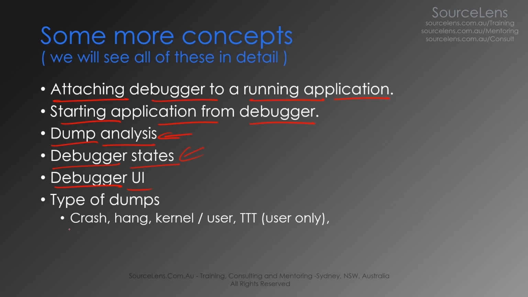Now, types of different dumps: hang dump, crash dump, kernel, user, time travelers dump. Crash dump, everything is a crash dump at the end of the day. But normally when we say crash dump, we will have a valid second chance exception. I'll explain what is a second chance exception. A crash dump will have a crashing application which is not handled. That problem has not been handled inside the application, and it is leaving the operating system to handle it. That is a crash. We will see this particular process in tremendous detail.